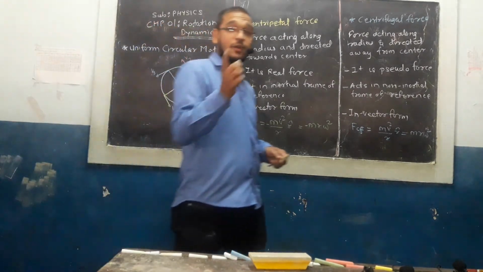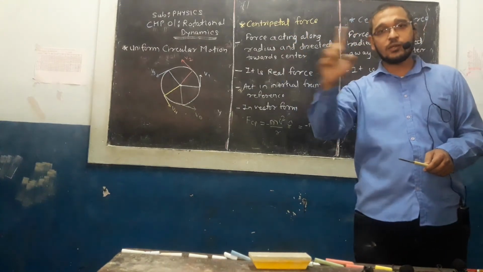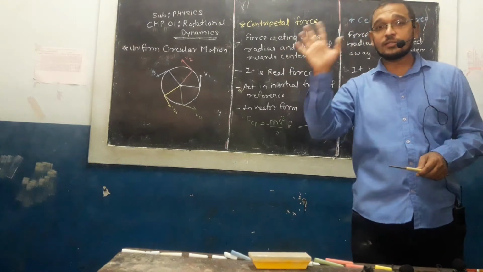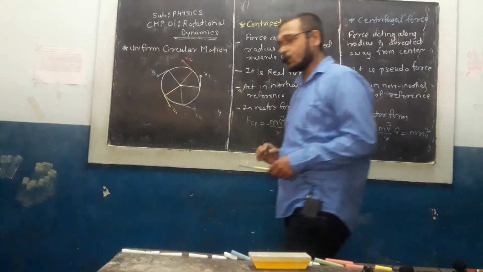Similarly, when we switch it off, it does not stop suddenly. Slowly it comes to rest. It has a maximum speed, and slowly its speed decreases and it becomes rest. Such motion is also non-uniform circular motion.